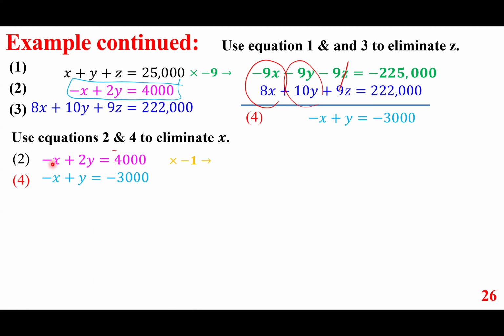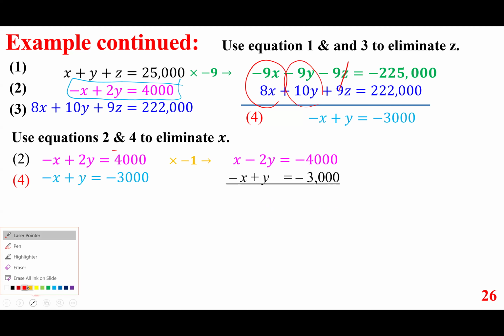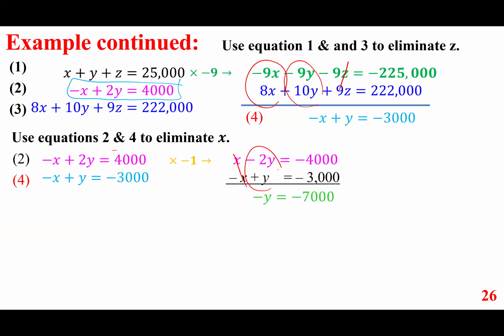So we don't touch this. This becomes positive x, minus 2y, and minus 4,000. So when we combine it, these two cancel each other. This is negative y, and the right side is negative 7,000, which makes y positive 7,000. So we go back to either 2 or 4, it makes no difference, and find y. We have it, we find x.